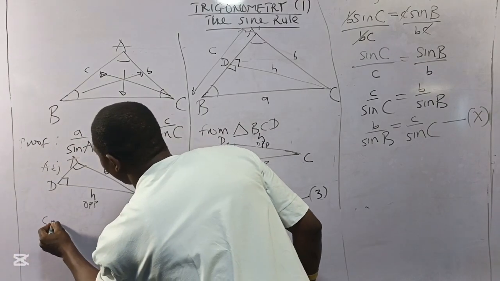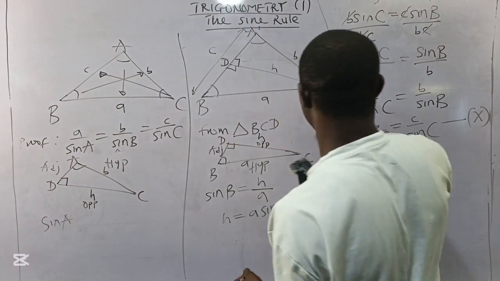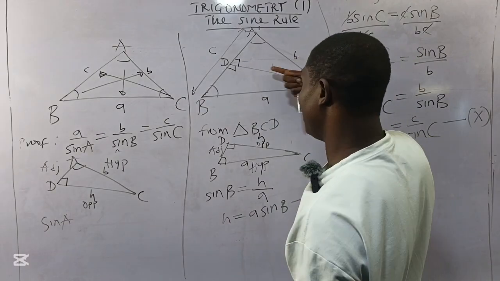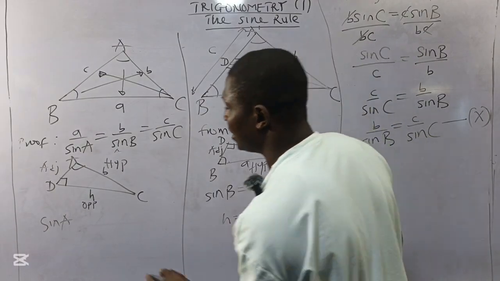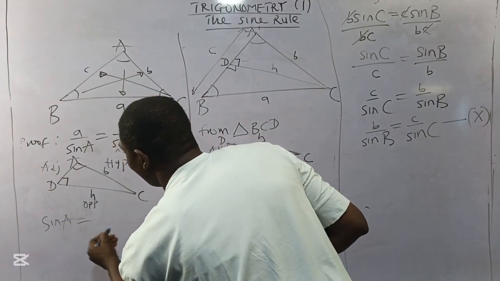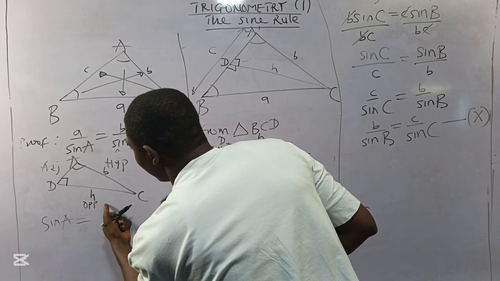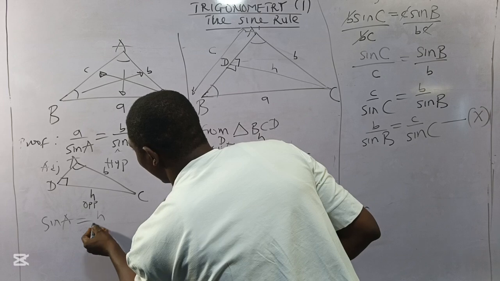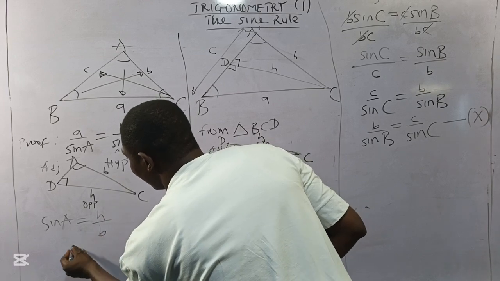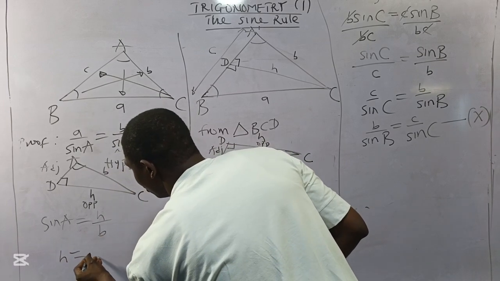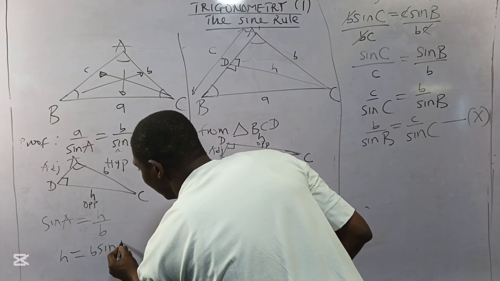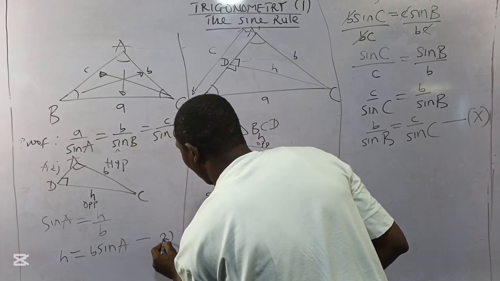This becomes my opposite, and this becomes my adjacent. So my sine of A, remember I told you I can't use C because I took my perpendicular from C. So sine A will be equal to opposite over hypotenuse. My opposite is H, and my hypotenuse is b. I'll therefore have H equals b sine A, as my equation 2.